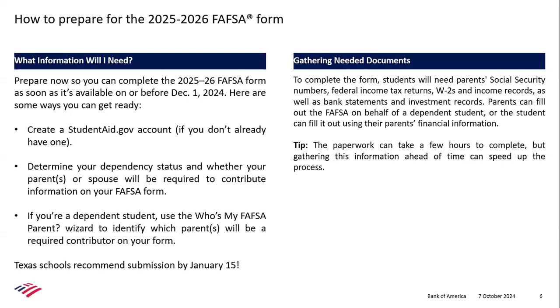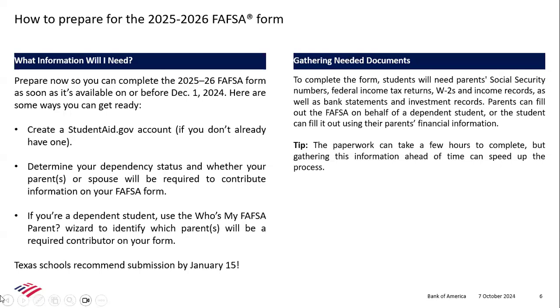Quick note down there, just trying to hammer that home. Texas schools want to get it by January 15th, so you don't have to wait till December 1 to do the studentaid.gov and get that set up ahead of time.